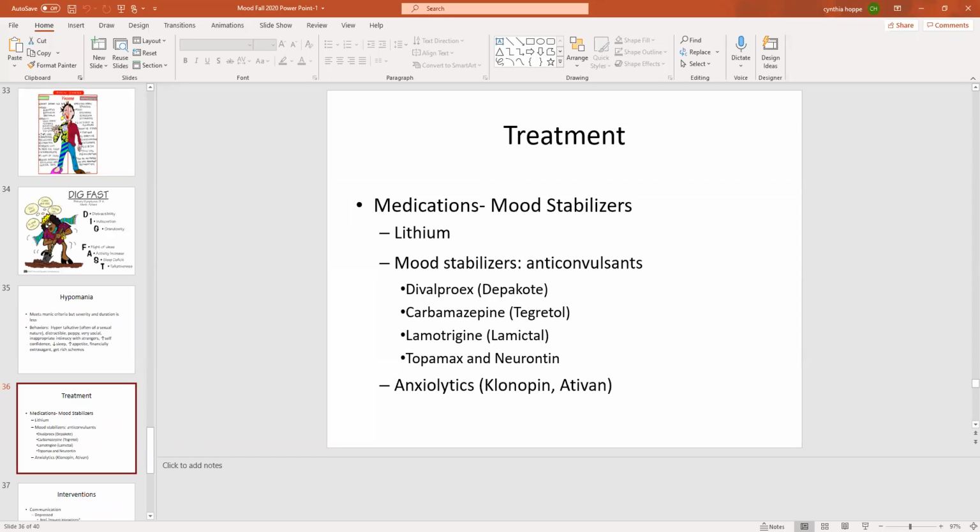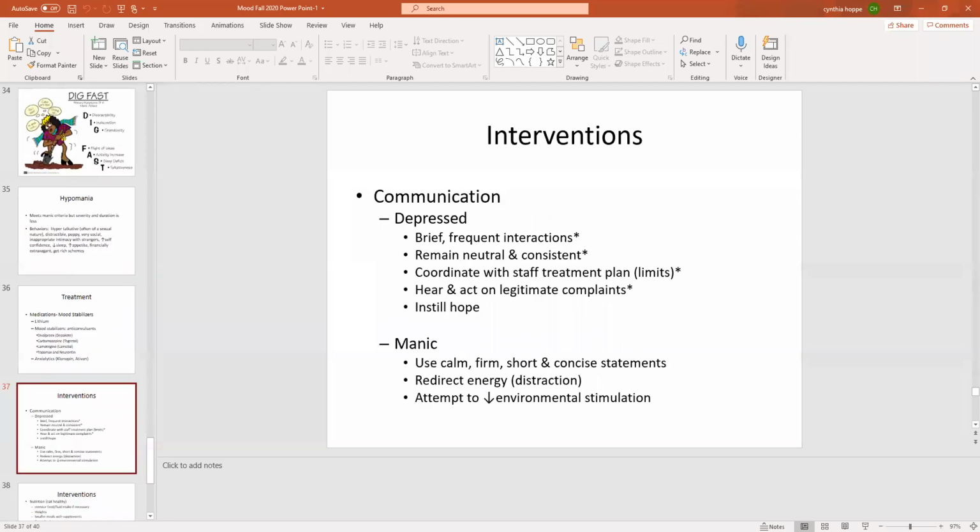The mood stabilizers, if someone's not compliant when they come in and do a drug level, then these drugs are going to be lower than within normal limits. They could use anxiolytics, Klonopin and Ativan. This all is on the nursing care plan handout that I have on Canvas for you.